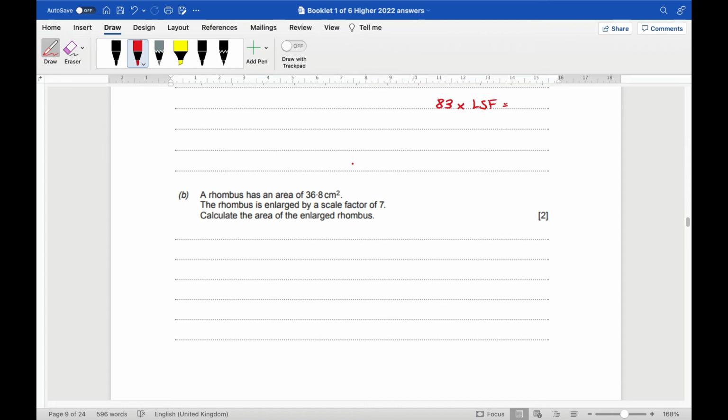A rhombus has an area of this. The rhombus is enlarged by a scale factor of 7. When it says a scale factor, guys, invariably, if there's no word before it, it means length. Okay?